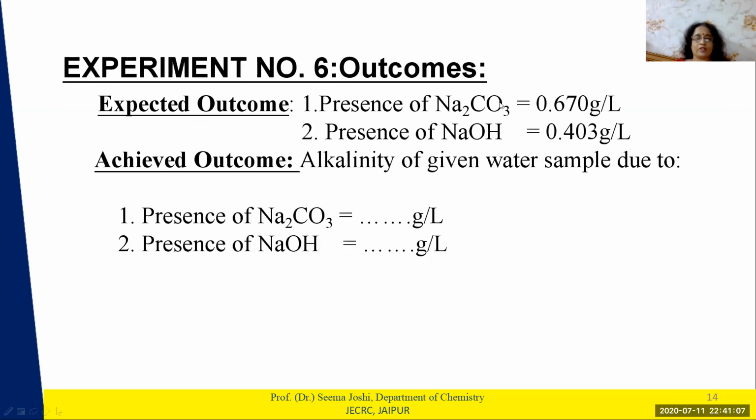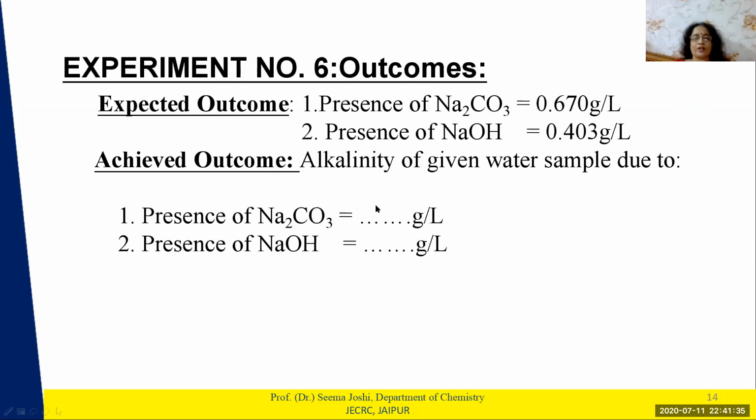Now we will note down the outcomes of this particular experiment. When we are using a standard solution of sodium carbonate and sodium hydroxide, then we obtain these values, which are denoted as expected outcome. But when we are carrying out the experiment using a given water sample which is unknown to us, then we will note down our achieved outcome or calculation results in this particular form.